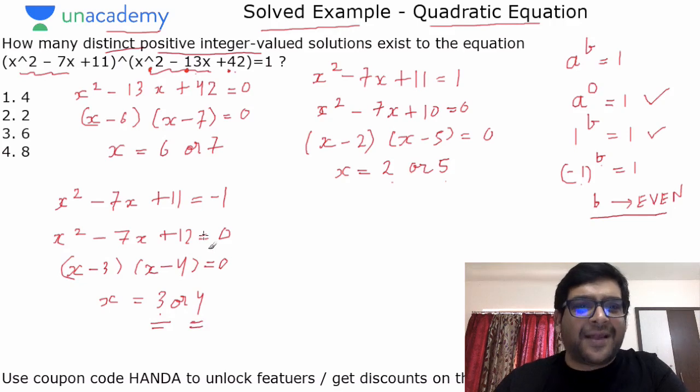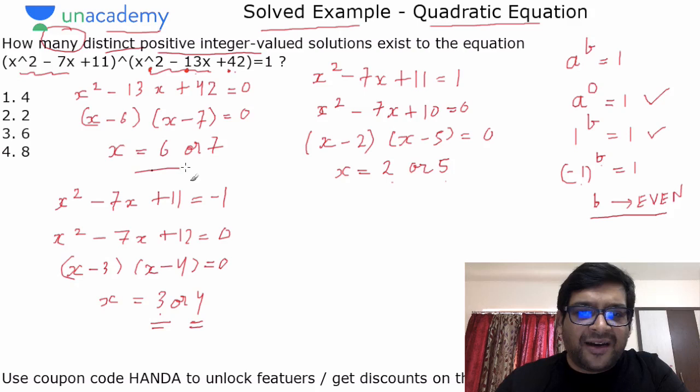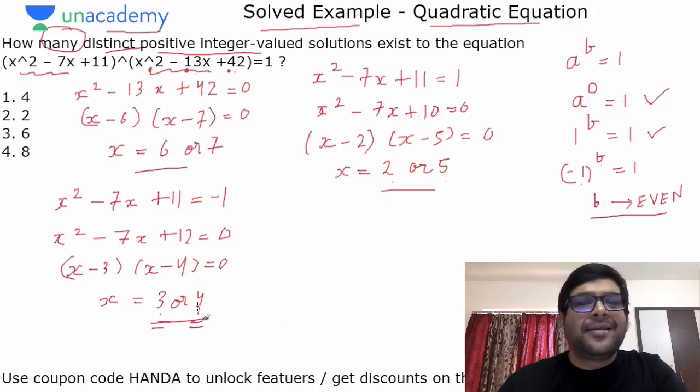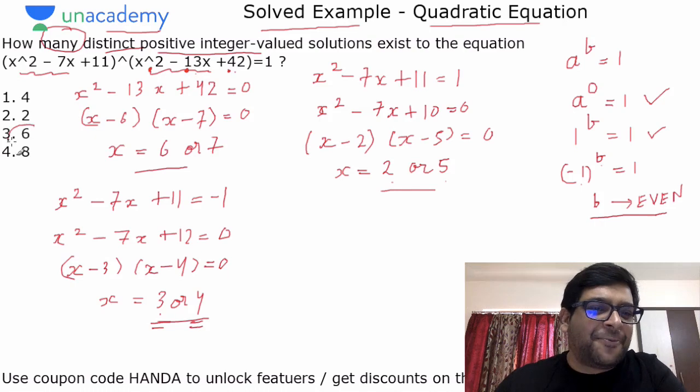So the question was asking me how many such values are there. So I got 2 here, I got 2 here, and I got 2 here, making 6 as the total number of valid values, making option 3 as my answer.